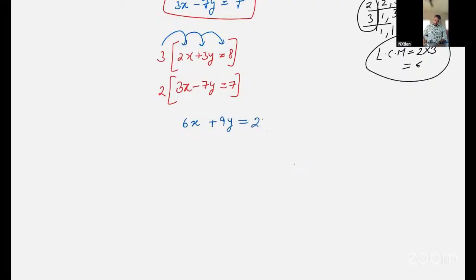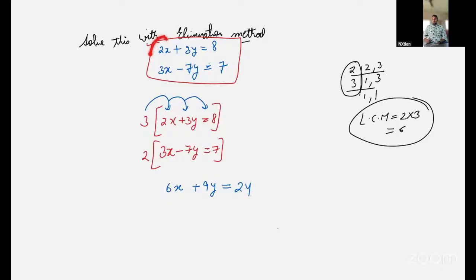See, first David says that, sir, I want to eliminate x. Now this x has coefficient 2 and this x has coefficient 3. They both are not the same, so we have to make the coefficient the same. So I took the LCM of 2 and 3 and got the answer as 6. This 2, I have to convert into 6, so what number will I multiply? 3.